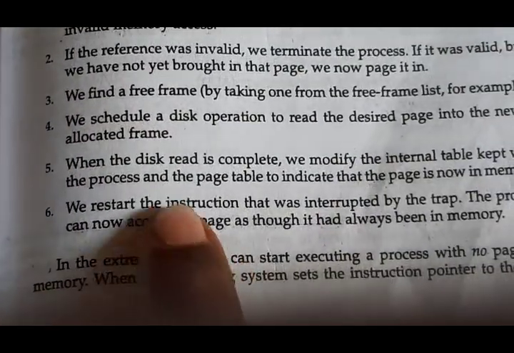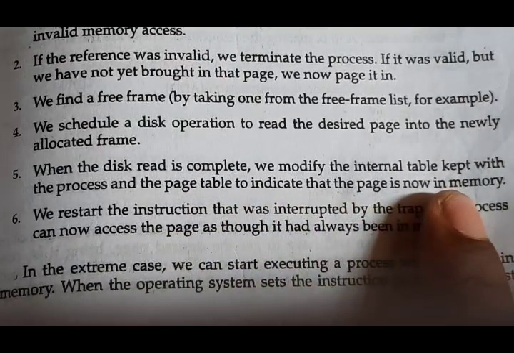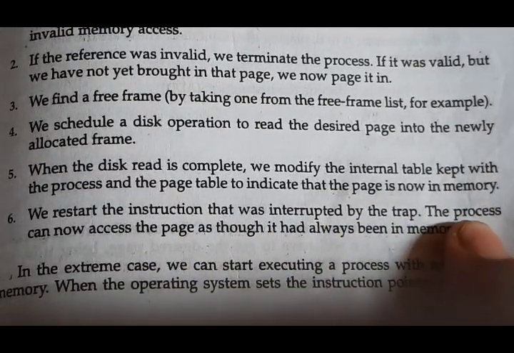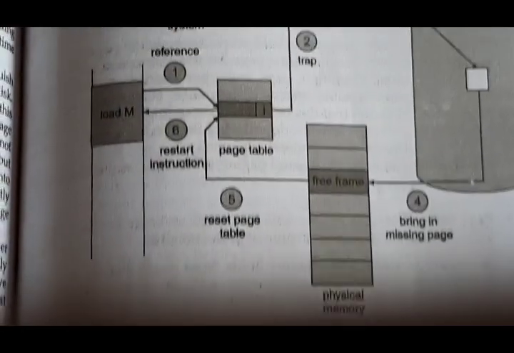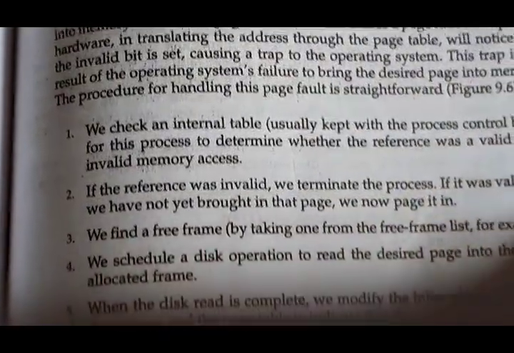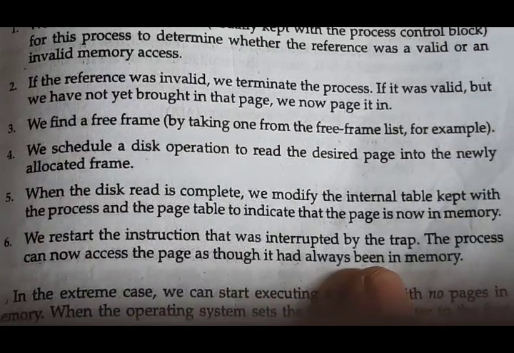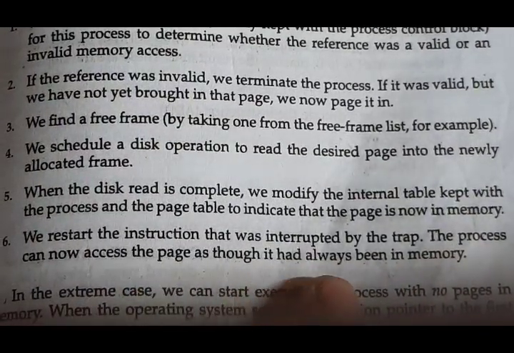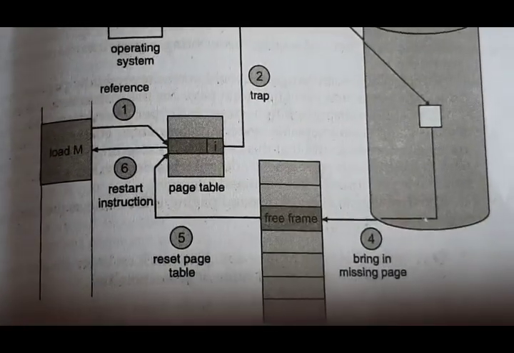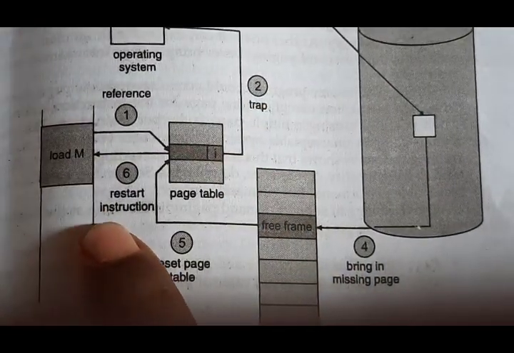So when the disk read is complete, we modify the internal table kept with the process and the page table to indicate the page is now in memory. We need to update this page table as well as the internal table; we have to update both. We restart the instruction that was interrupted by the trap. The process can now access the page as though it had always been in memory. It got trapped, now you have to restart it. Then the CPU executes that particular process.